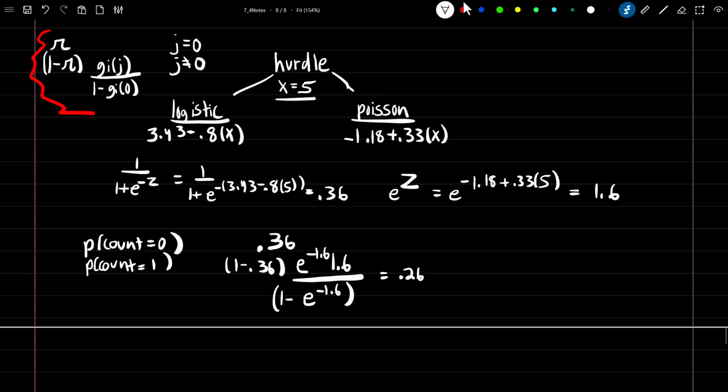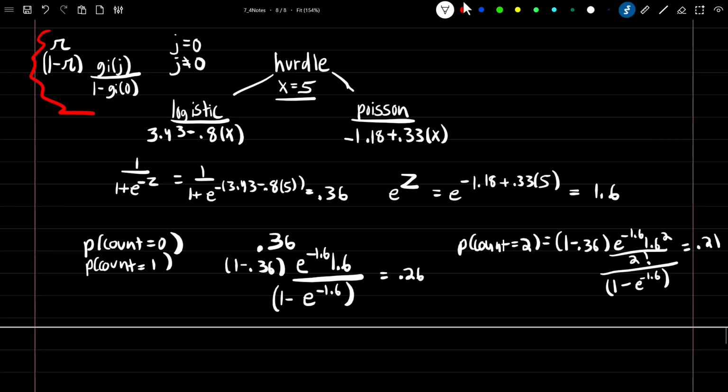And then we can do one more example, the probability that count is equal to 2. It's going to be 1 minus 0.36 times our Poisson distribution at 2, or e to the negative 1.6 times 1.6 squared over 2 factorial, and then divided by 1 minus our probability at 0, so 1 minus e to the negative 1.6. And this will produce a probability of 0.21.